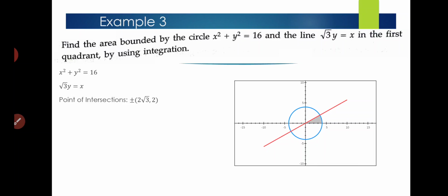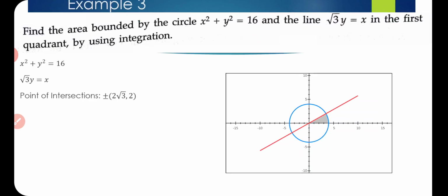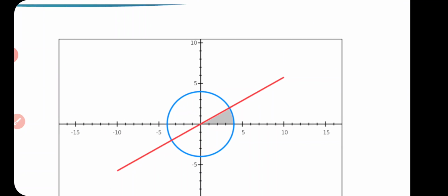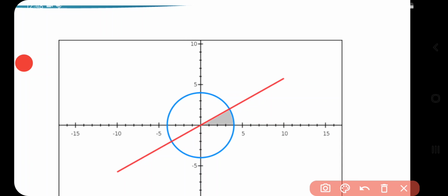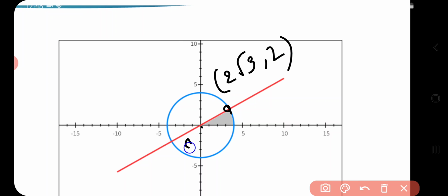Then after we have found the point of intersection, let us understand what the area is going to be. So let me just zoom in a little bit and understand. So this is our point of intersection, and this point is 2 root 3 comma 2. So our integration will start from 0. Obviously this is 0 comma 0. So at this point 2 root 3, and remember the equation of the circle is x squared plus y squared equals 16.